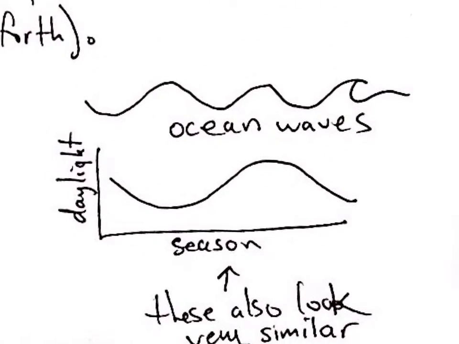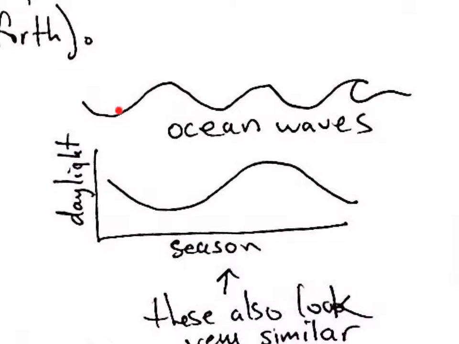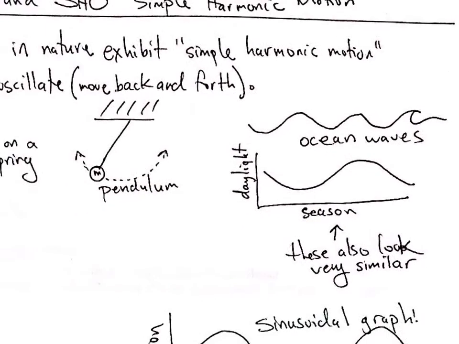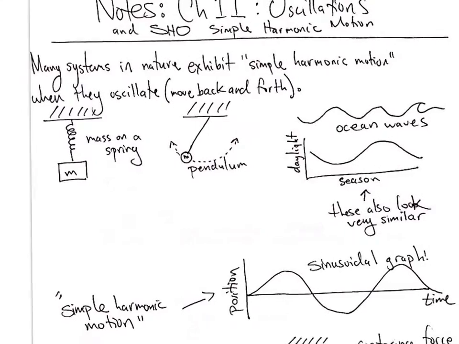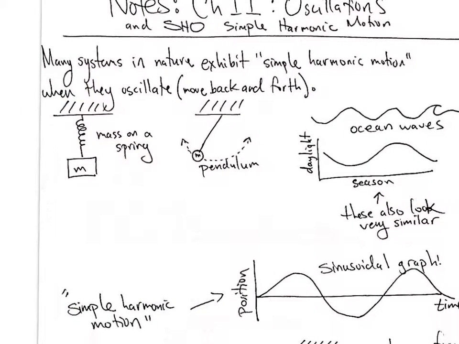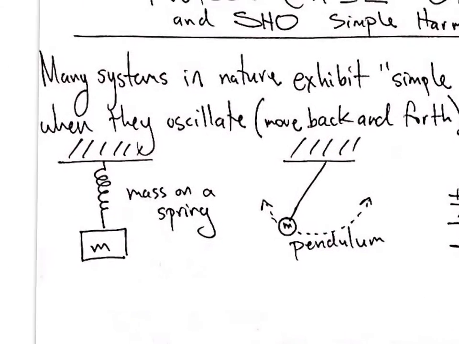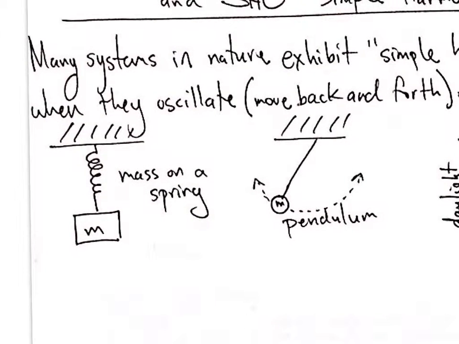So we can look at ocean waves, from the side, and they're going to look something like this until they get close to shore, and then they're actually going to break. We could look at the amount of daylight as the year goes on, right? In summer we have a lot of daylight, and in winter we don't have a lot of daylight. So these are looking sinusoidal, which is related to simple harmonic motion, and I'll get to that down below, real close. In physics, however, we talk about this.